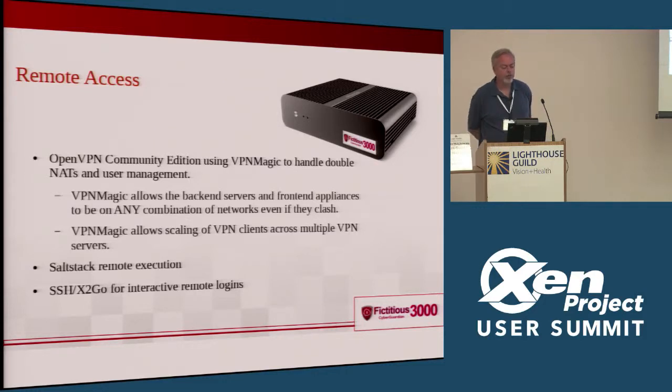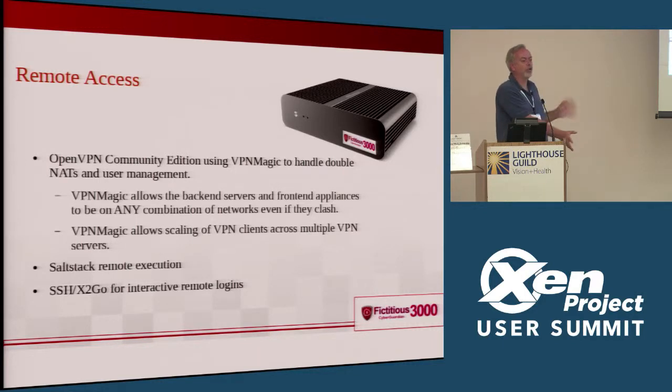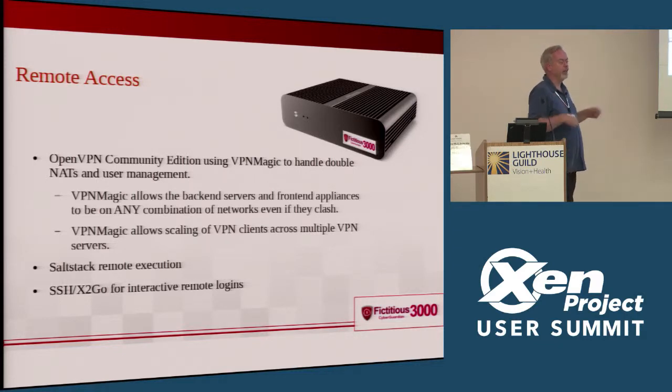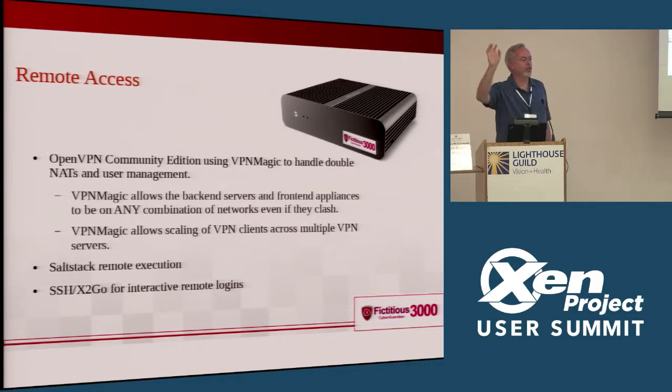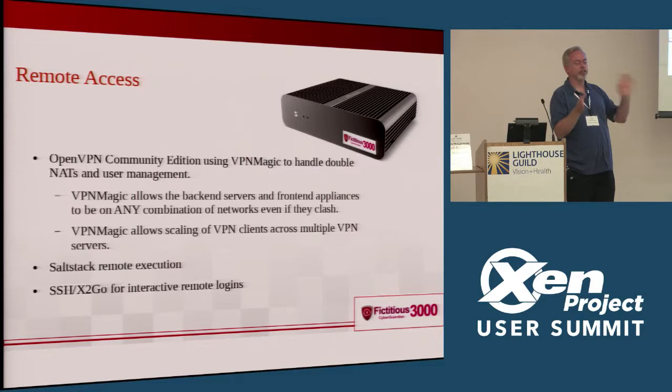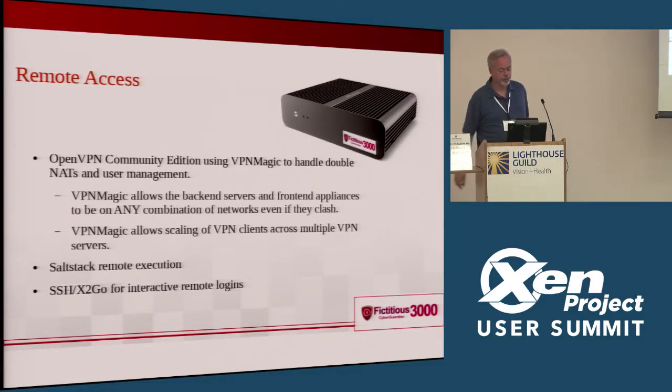Okay, so OpenVPN Community Edition is what we're using. I wrote some software called VPN Magic, and it basically handles the double NATs. We can move the back end, we can move the front end on the fly. So if for some reason we needed to remap the whole back end server architecture, we could write into one file, restart the service, and all of the back end changes. The front end, if we have a clash with a network in the client network, and we get a new client and they have the same network, we can just decide to put those on a completely different segment, and there's no more clashes anymore.